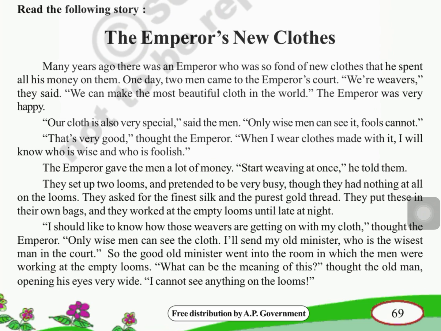Our cloth is also very special, said the man. It is extraordinary, awesome. Only wise men can see it, fools cannot. So they have started exaggerating their clothes. But here, the king is not thinking they are exaggerating. Okay, it is correct. What they told is correct.